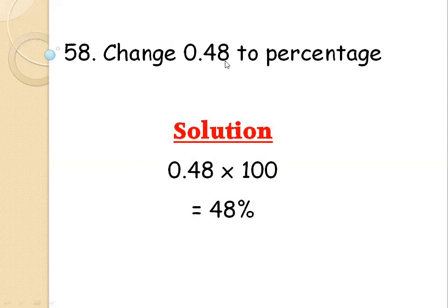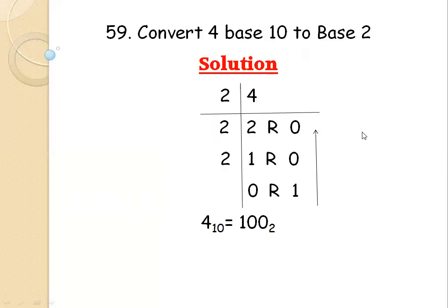58. Change 0.48 to percentage. You know that the percentage is 100. So I'm going to multiply 0.48 by 100. I'm multiplying by 100, so I'll move my decimal point 2 places to the right. 1, 2. And that is 48. So 48% is the equivalent of 0.48 in percentage.